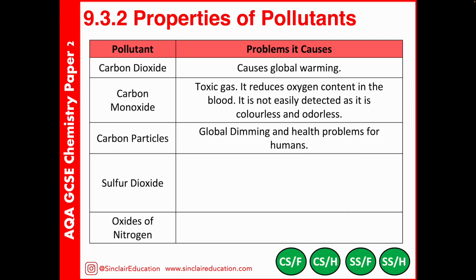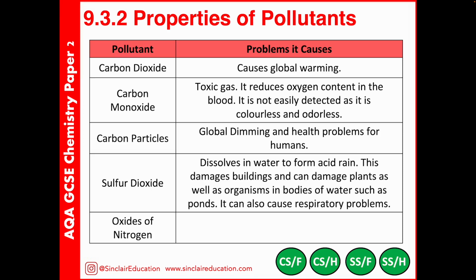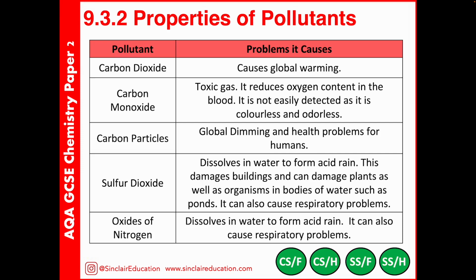Sulfur dioxide and oxides of nitrogen actually cause very similar problems. They both have the ability to dissolve into water and form acid rain, which in turn is going to lower the pH of that water, which can damage plants and invertebrates that are living there, and it can also damage buildings. Also, on top of that, sulfur dioxide and oxides of nitrogen can cause respiratory problems, so they're going to make the symptoms of asthma worse.